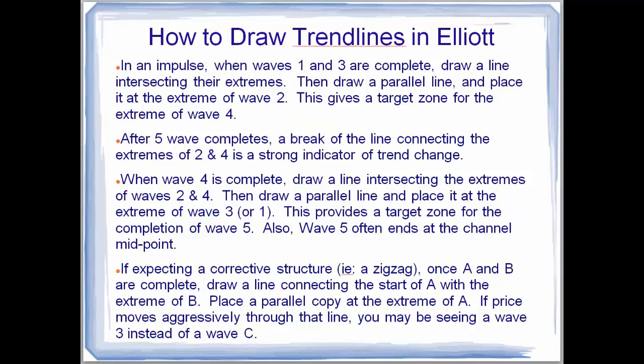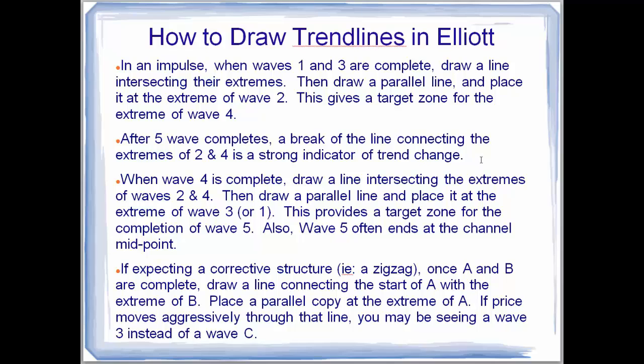How to draw trend lines in Elliott. Now that we've examined all the rules and guidelines within the wave principle, let's look at how R.N. Elliott recommended drawing and interpreting trend lines. In an impulse, when waves 1 and 3 are complete, draw a line intersecting their extremes. Then draw a parallel line and place it at the extreme of wave 2. This gives a target zone for the extreme of wave 4.